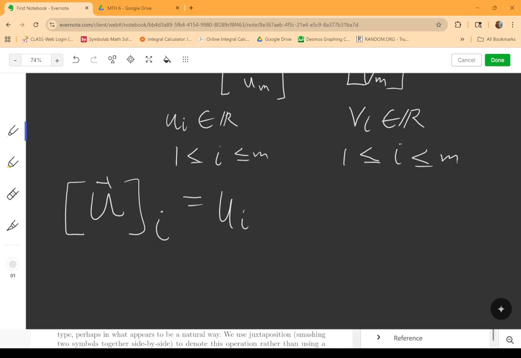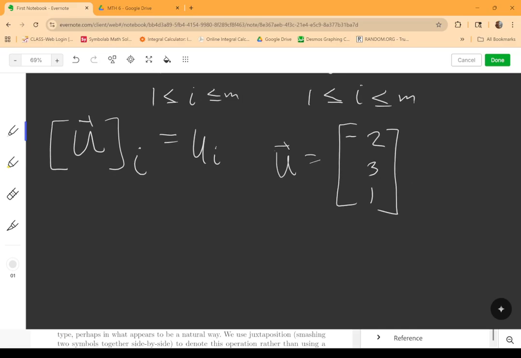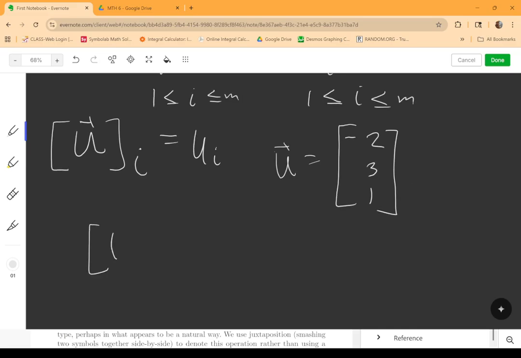Okay, so let's say, for example, that my vector u came from the R3 space and it looked something like this, right? Then we would say something like u3 is equal to 1, right? So again, here, these are ordered, so the order does matter here, okay? So we use this to define an entry in there.